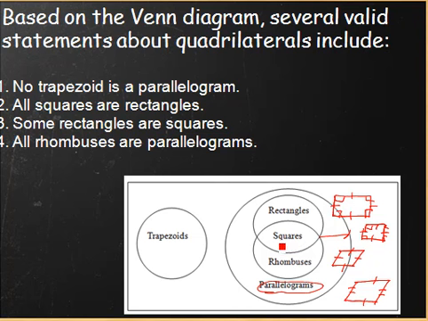From this Venn diagram, we can see that all squares by definition are rectangles. All squares are rhombuses, but only some rectangles are squares, and some rhombuses are squares. Parallelograms are sometimes rhombuses, sometimes squares, and sometimes rectangles. Trapezoids, by definition, have exactly 2 parallel sides. Therefore, no trapezoid can be a parallelogram.